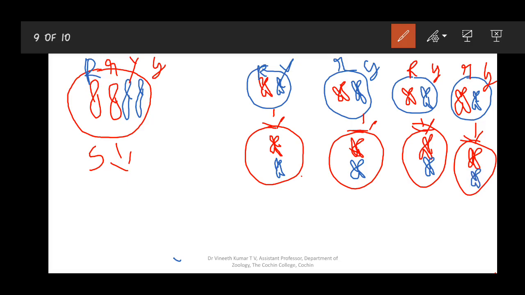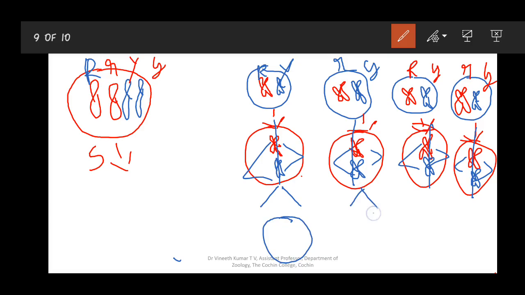Okay, and now what you have is the chromatids will be separated like this. The sister chromatids will be separated. They move to the poles like this. Okay, and what you get is the two cells will be the same. I am drawing only one cell here. This also will be the same. These two will be the same, and these two will be the same.